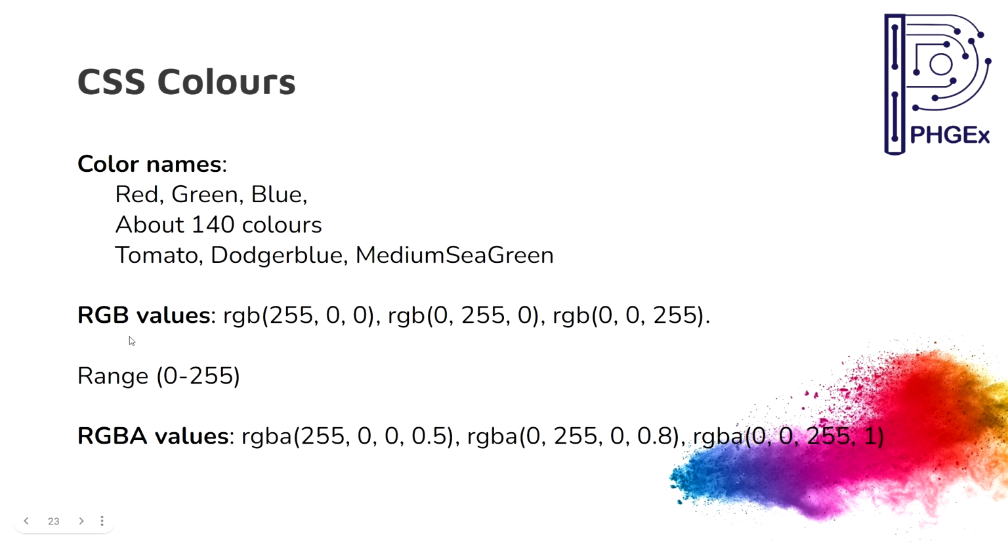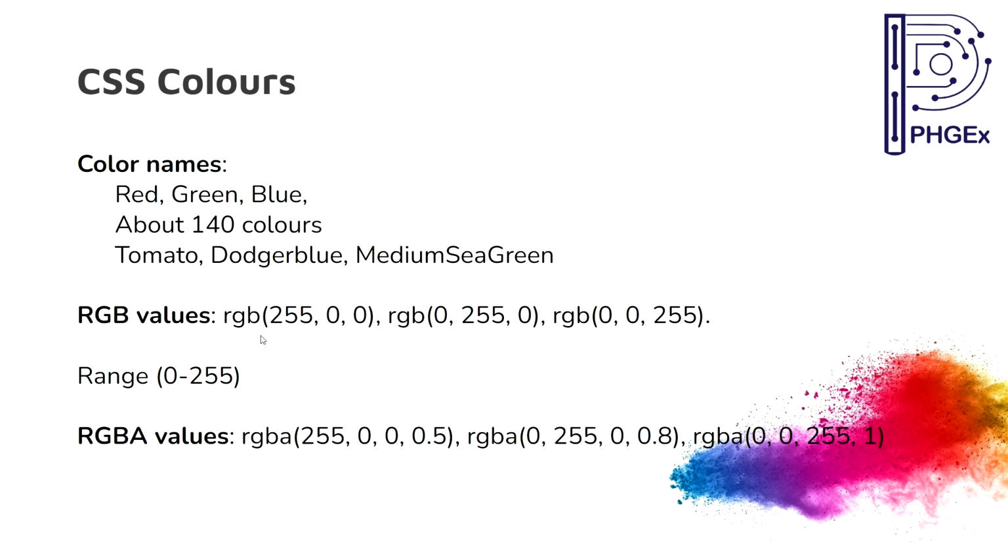The next one is going to be RGB values, and RGB stands for red, green, and blue. This notation signifies the proportion of red, green, and blue in the color you have defined. The range is from 0 to 255, where 255 is the highest number, and 0 means there is none of that color.